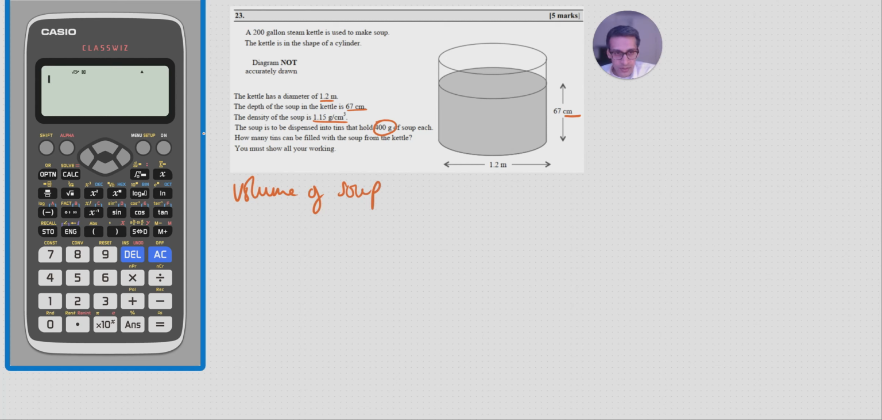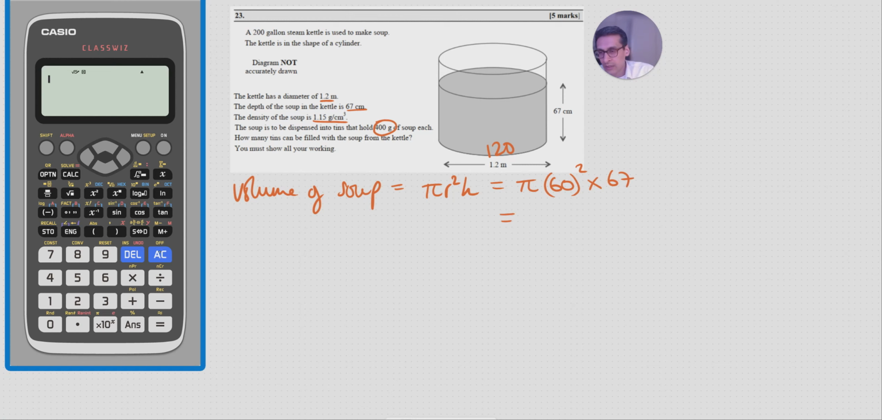We have centimeters here and meters here, so we're just going to change this to 120 just to avoid decimals. In some questions it might make more sense to change this to 0.67 meters, but we're going to stick with centimeters. So it's 120. The volume of the soup is pi r squared times height. That's the volume of a cylinder. It's going to be pi times, now the radius is half of 120, 60 squared times height, which is 67.